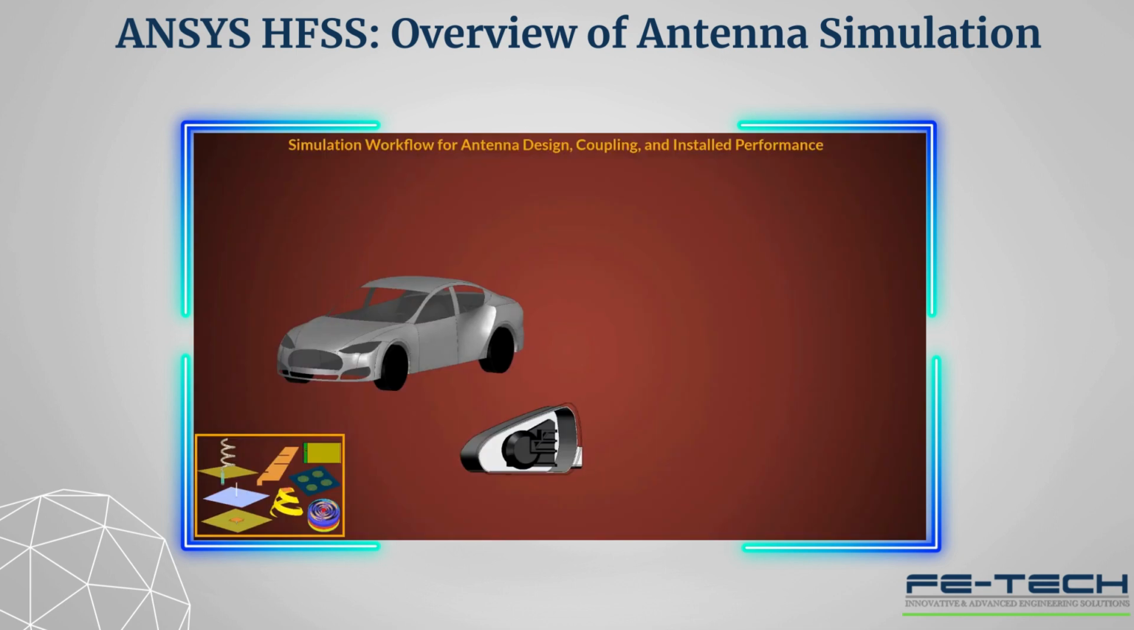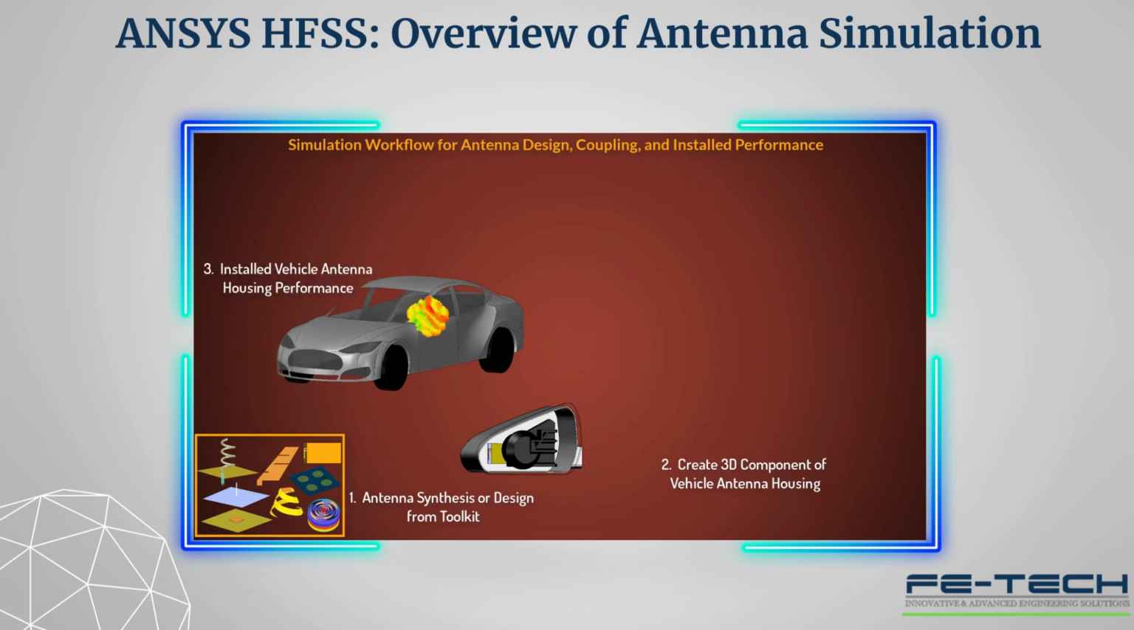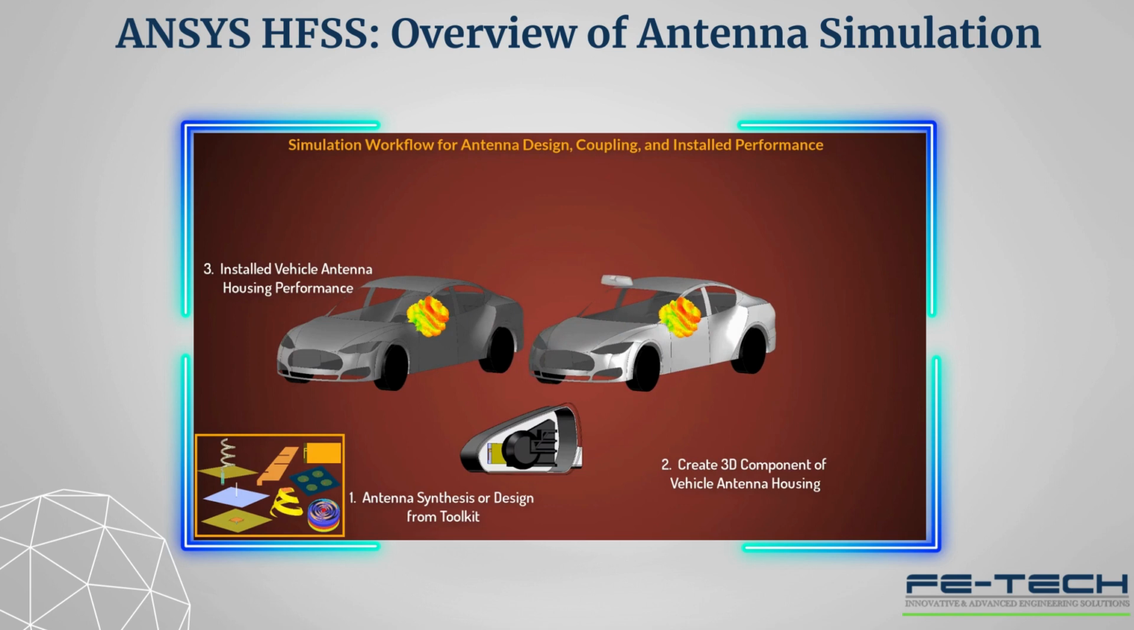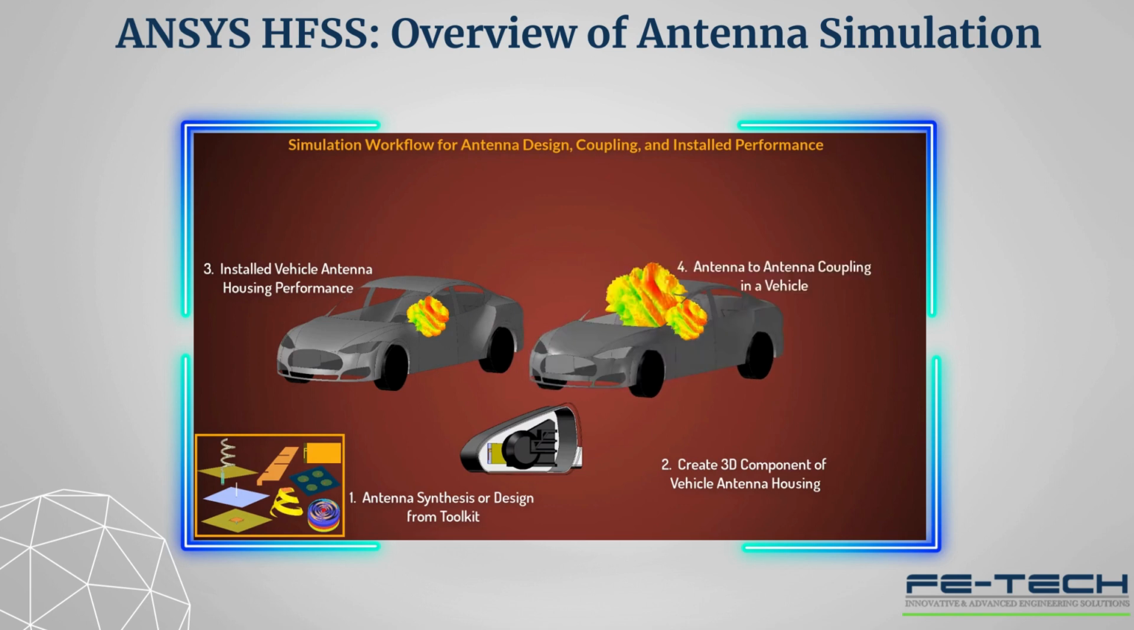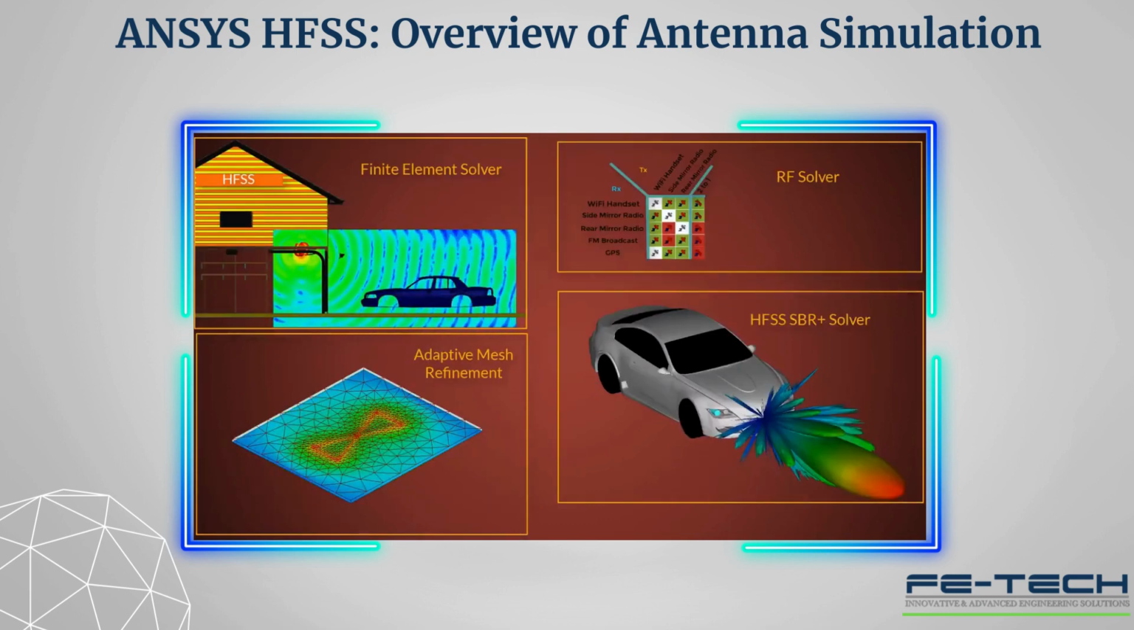This video series presents an integrated simulation workflow for antenna design, coupling, and installed antenna performance in ANSYS HFSS, SBR+, and ANSYS EMIT. We'll solve diverse electromagnetic problems involving antennas, primarily on an automobile. These problems include electrically small, moderate, and large structures. In part 1, I'll describe the workflow, different electronic solvers, and an automatic adaptive mesh refinement feature in HFSS.